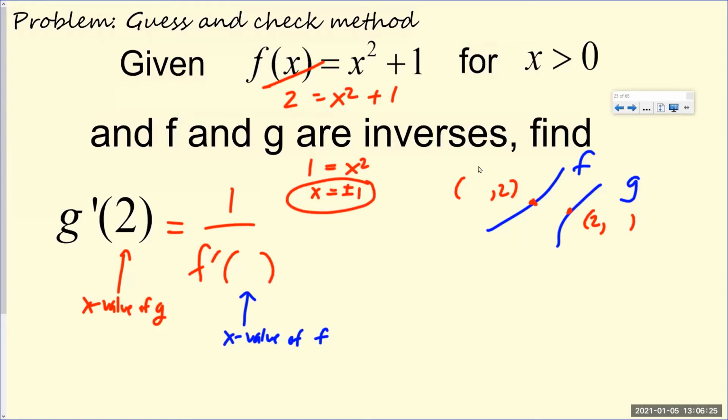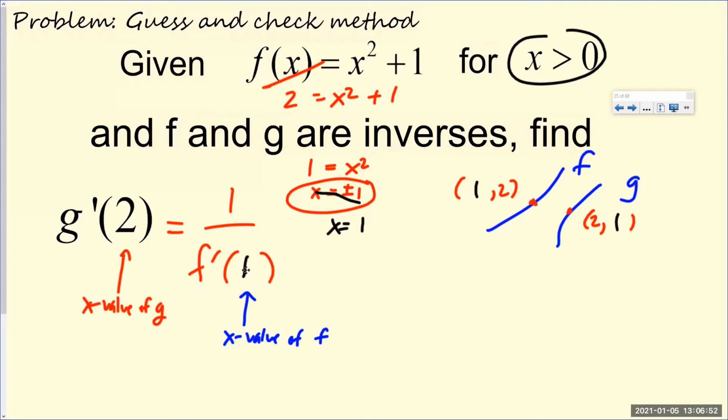But there's a little bit of a caveat. I can't put 2 numbers in here. So which number is it? It's where x is greater than 0. So which one would I pick? Positive 1 or negative 1? Positive 1. So I'm going to say x is 1. So that means if my y value is 2, my x value is 1. If this is 1, 2, this is 2, 1. That's just how inverses go. And then what number goes right here? 1. It's the x value of your f.